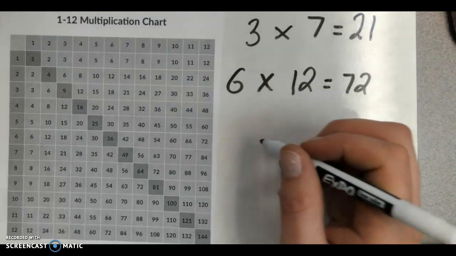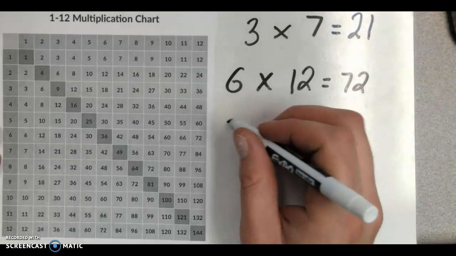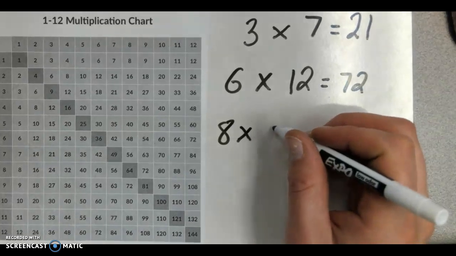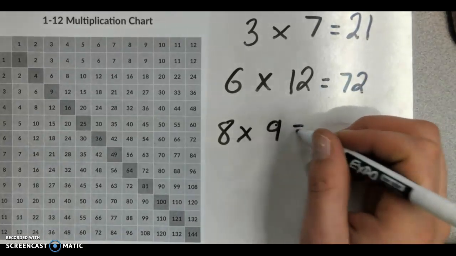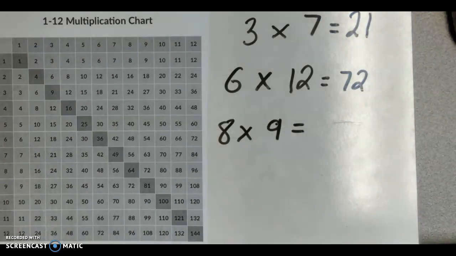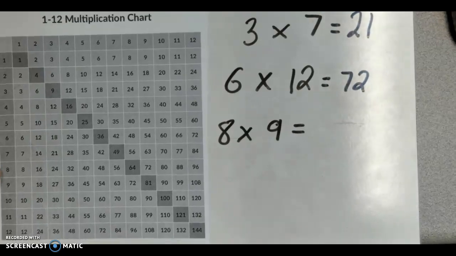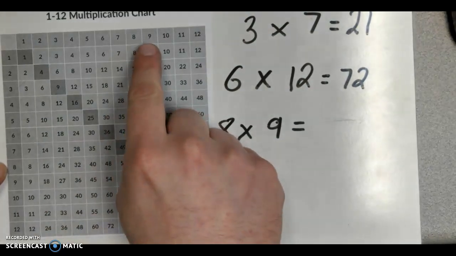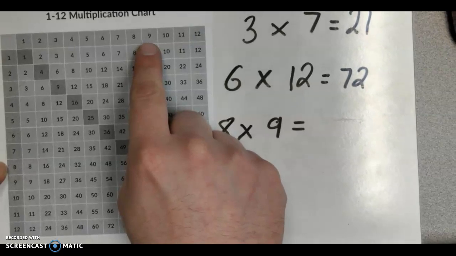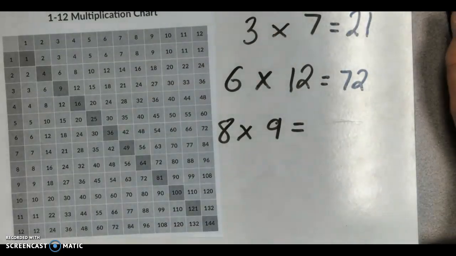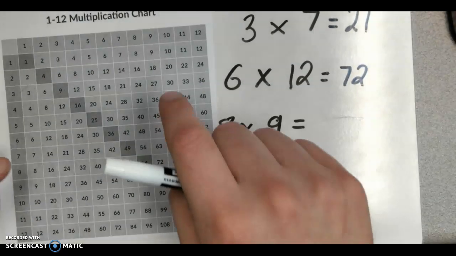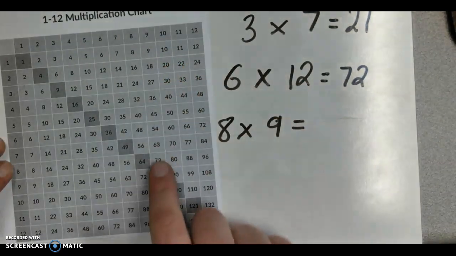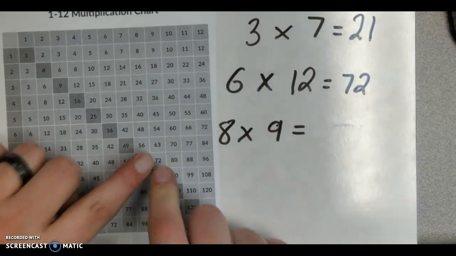On your own, I would like you to try this problem. 8 times 9. Okay? Use your multiplication chart. Put one finger on the 8, one finger on the 9, and show me where they meet. Go ahead and do that now. Hopefully you got that right. You're able to put one finger on the 8 and one on the 9 and come down here and see they meet at 72.